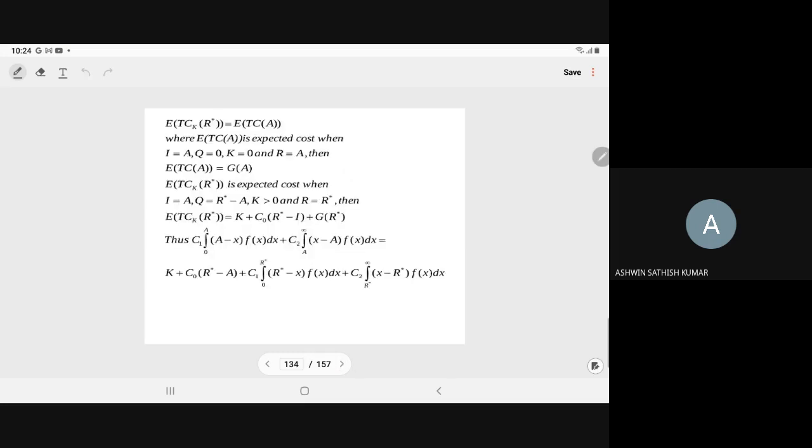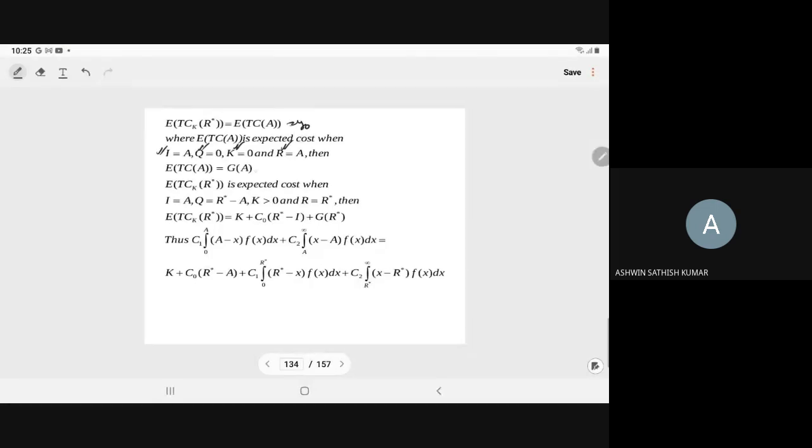So how can we compute the value of A? We know that ETC R star is equal to ETC A. Both are equal to Y naught. So using this equation, we compute the value of A. Here ETC A is the expected cost when you are not placing an order, meaning I is equal to A, Q is equal to 0, K is equal to 0, and R is equal to A. Then ETC A is equal to what?